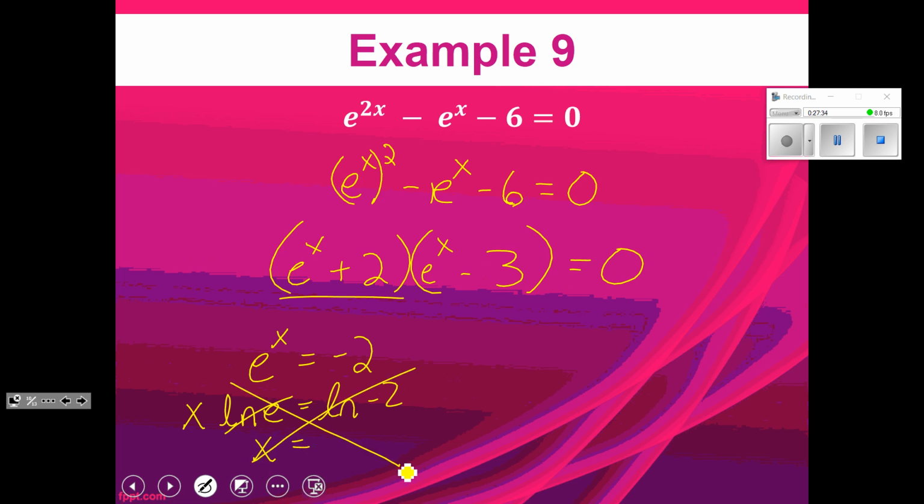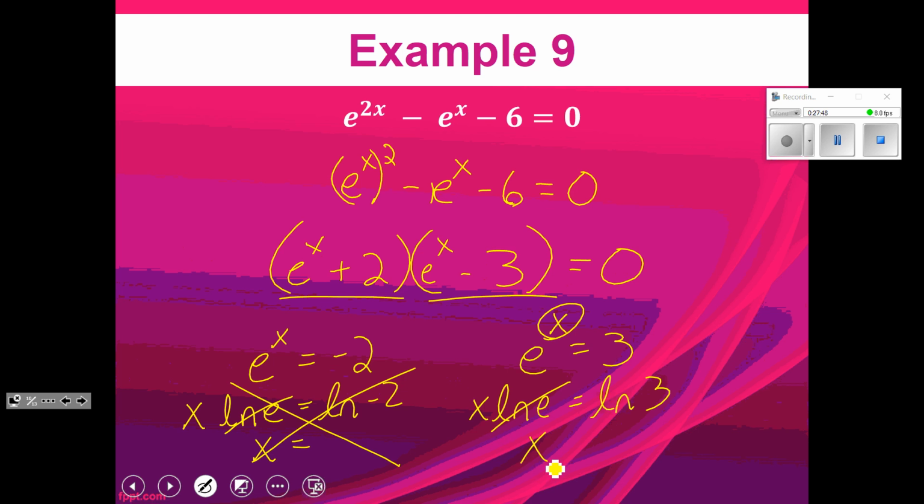You with me? And then you set the other piece. He's extraneous. e to the x is equal to 3. And then you can pull him down in front. x times the ln of e is equal to the ln of 3. Those will cancel, and then you can put in your calculator the ln of 3, and you get 1.09861.